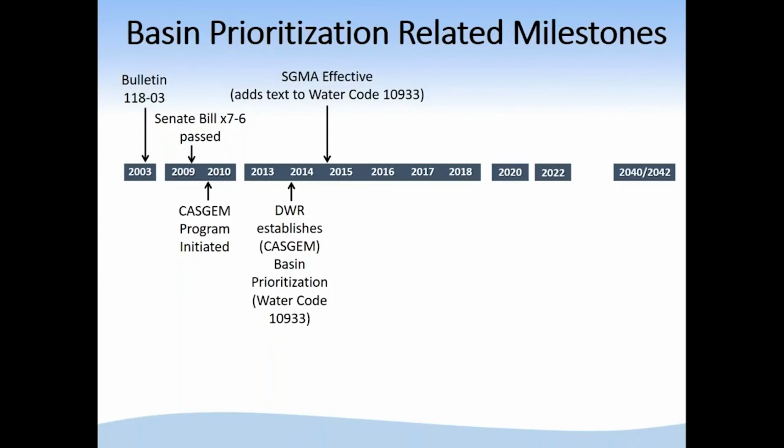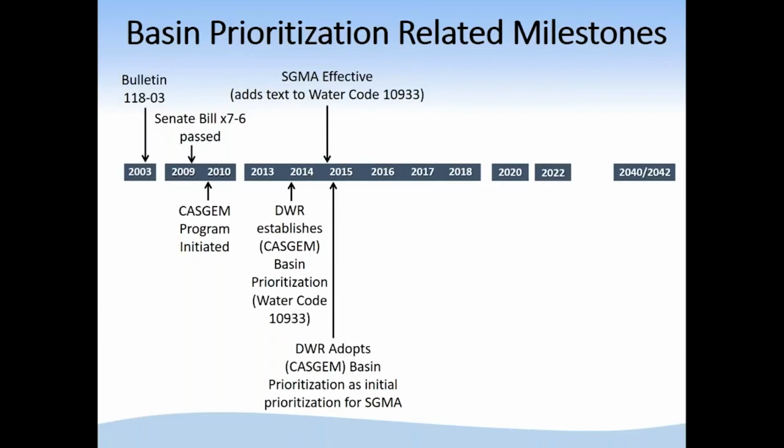SGMA became effective January 1st, 2015. One of the significant requirements SGMA identified was some added text to the Water Code 10933 that describes the specific requirements or criteria that the department needs to evaluate when considering prioritization.